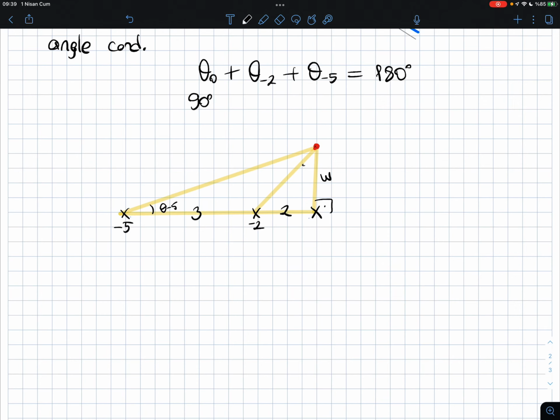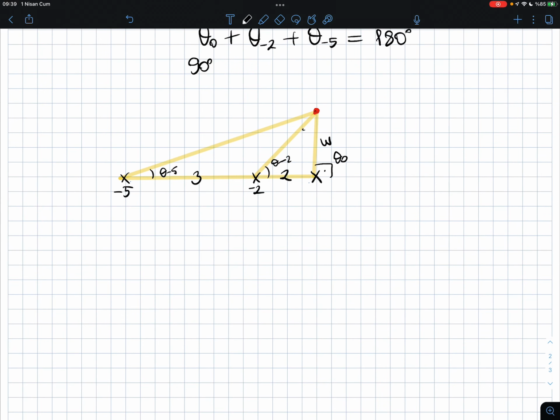So I can do the following. I know that this is 90 degrees, this is theta 0, this is minus 2, and this is minus 5. So I can use this triangle here, and if I look, for example, at the tangent theta minus 2, this is omega divided by 2. And the tangent of minus 5 is equal to omega divided by 5.